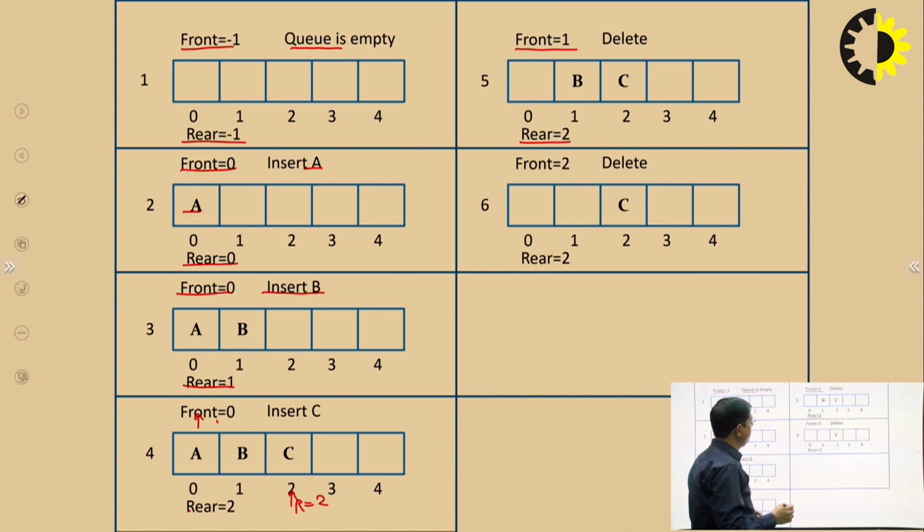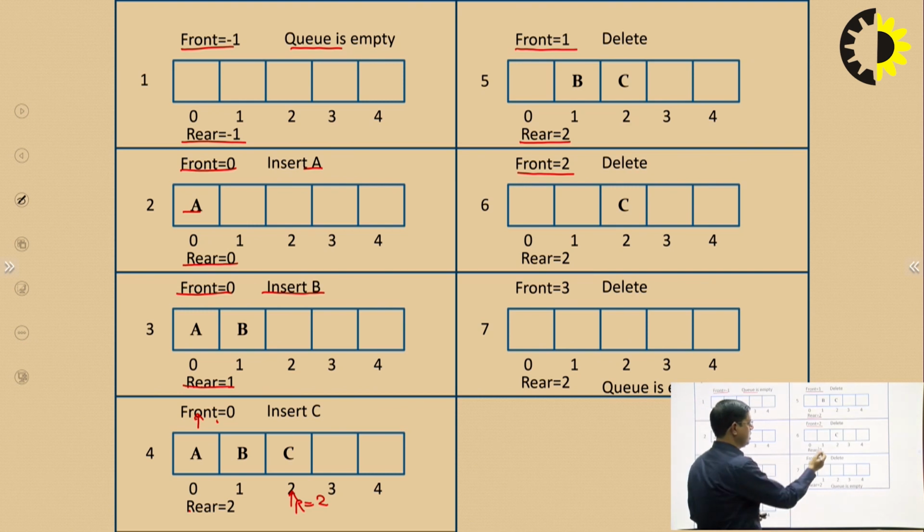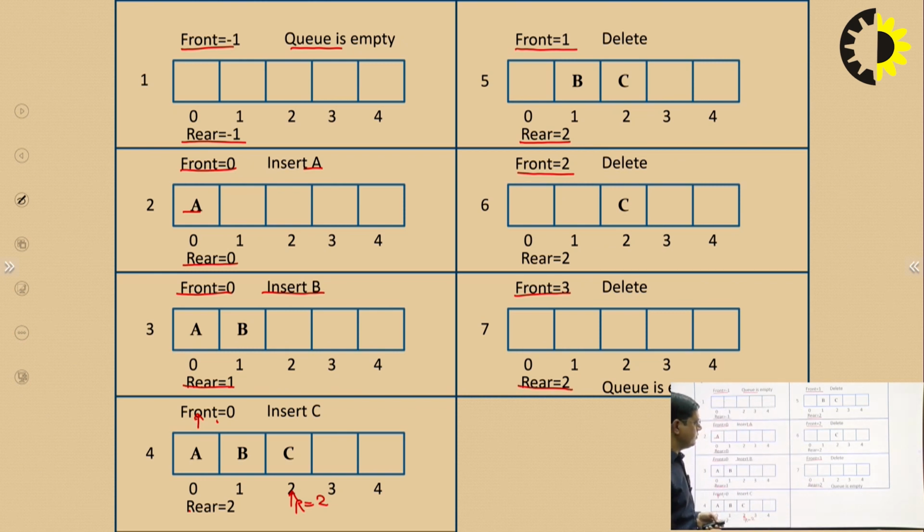Now for example, we are deleting one more value. In that case, B will be deleted and the front will be incremented by 1. That is 1 plus 1, so front will be 2. For example, we are deleting one more value, that is C. In that case, front will be 3 and rear will be 2. Here the queue is empty because there is no element. Now the entry point is called rear and the exit point is called front.